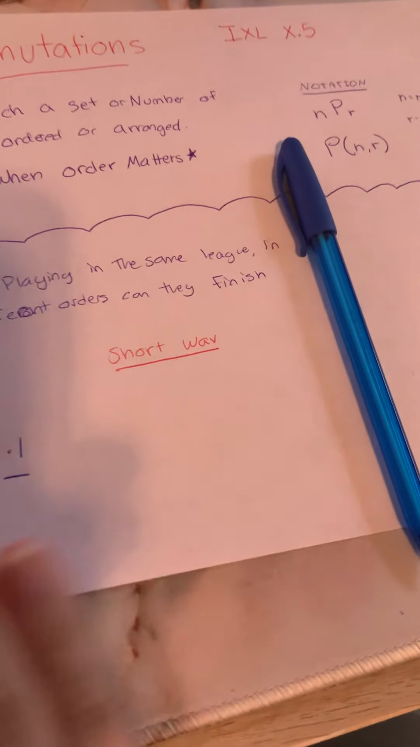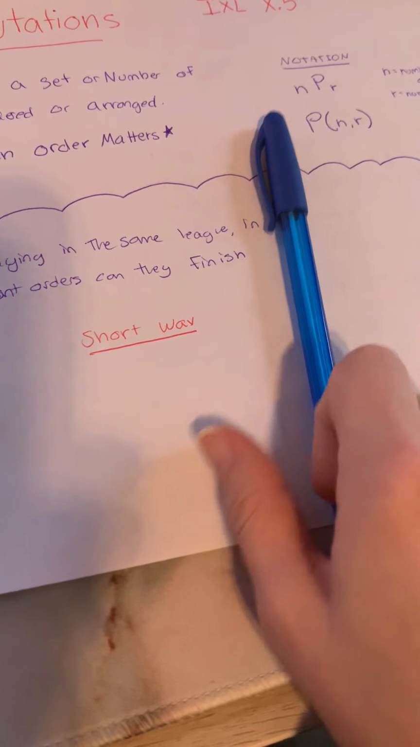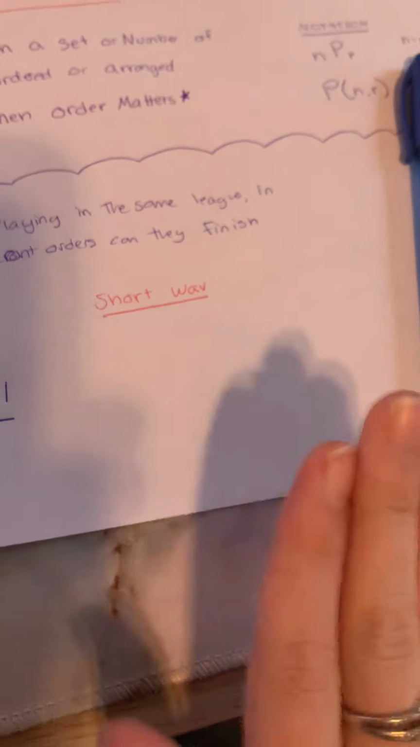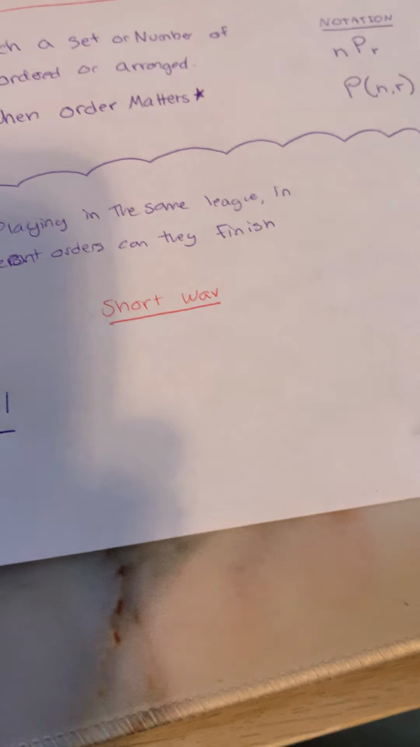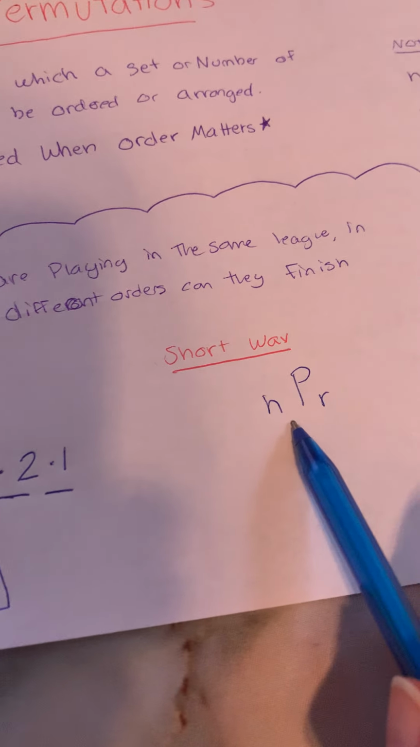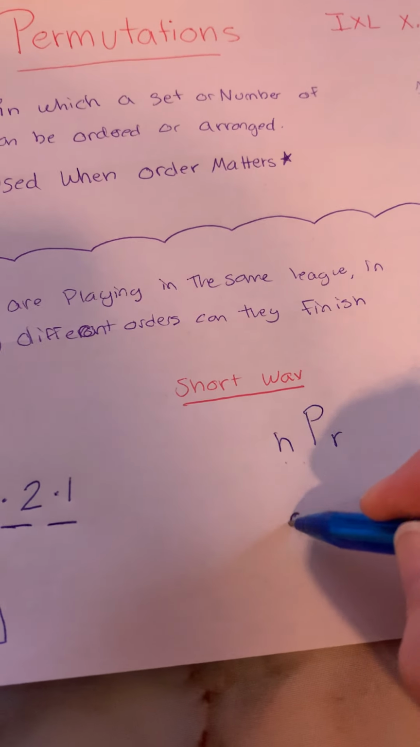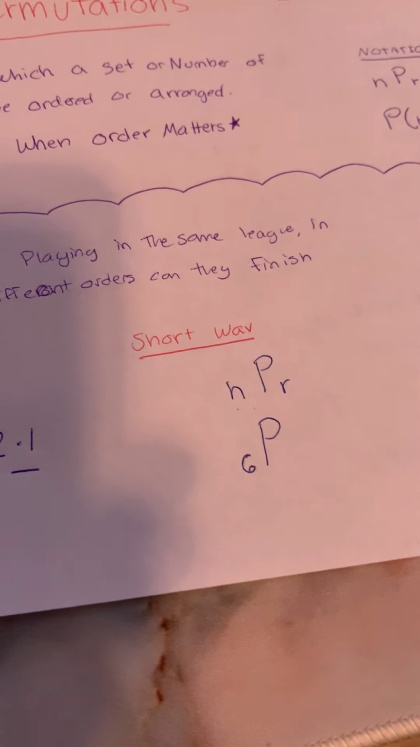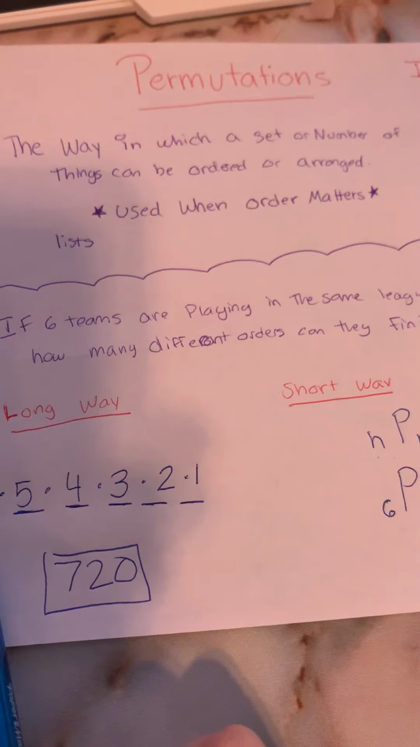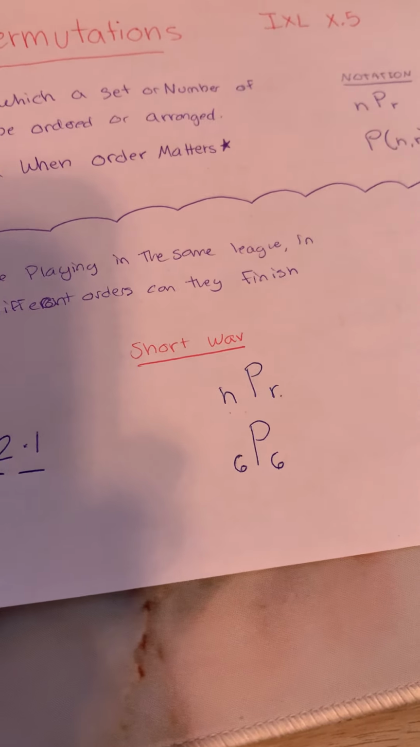Shorter way. The calculators have a button that'll look like one of those 2. I'm going to show you a couple different calculators just in case you're using different ones. But first we need to figure out what that n and that r are. n is for the number of objects. In here I have 6 teams, so 6 would go in the n spot. r is for the number of spots. Since we're taking 6 teams and putting them all in the list, there's 6 spots. So sometimes it'll be the same number.